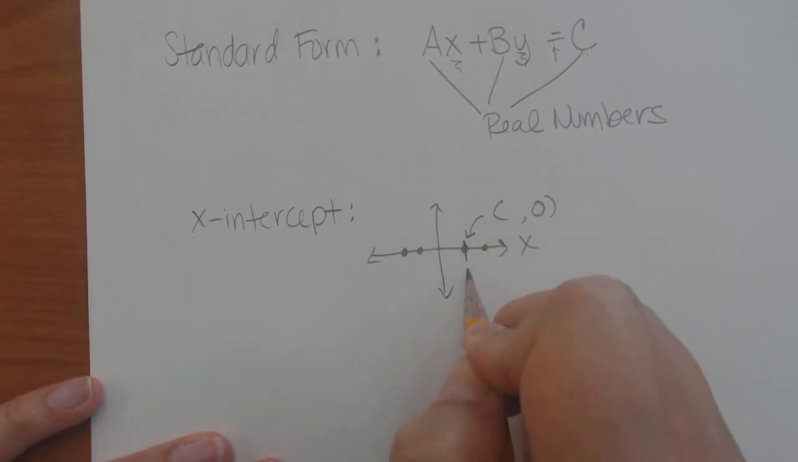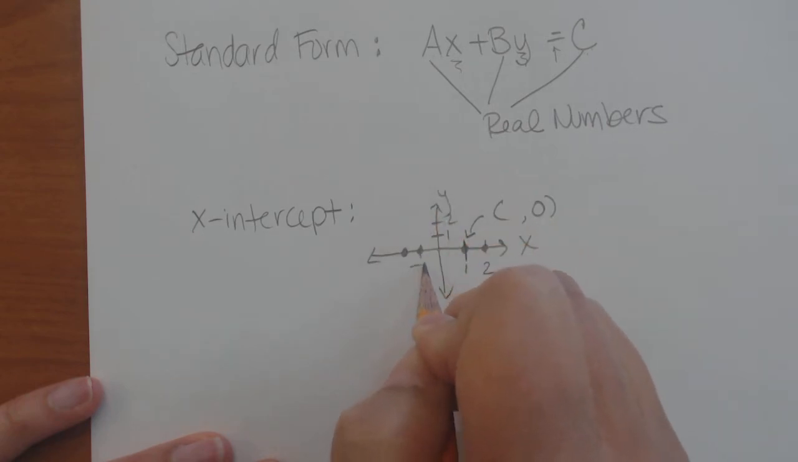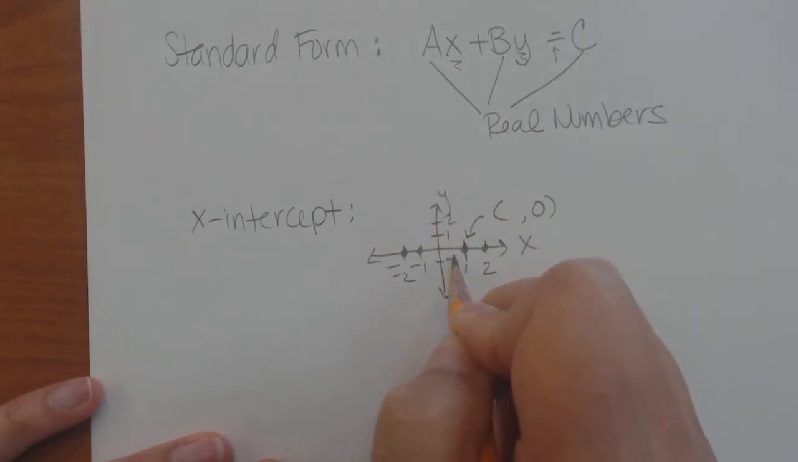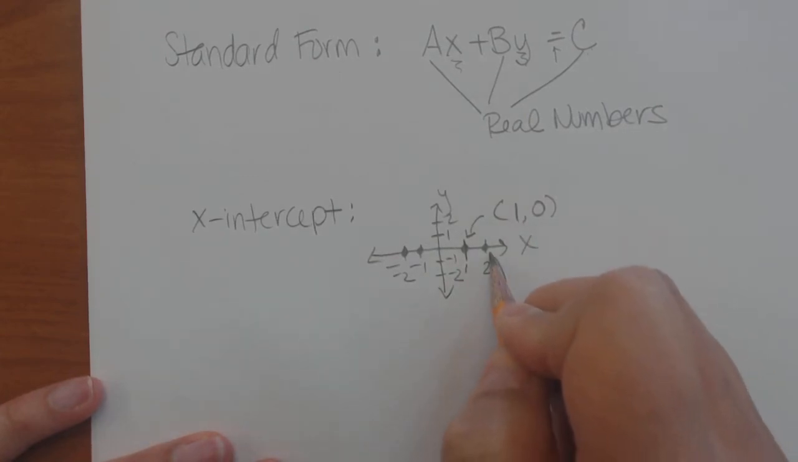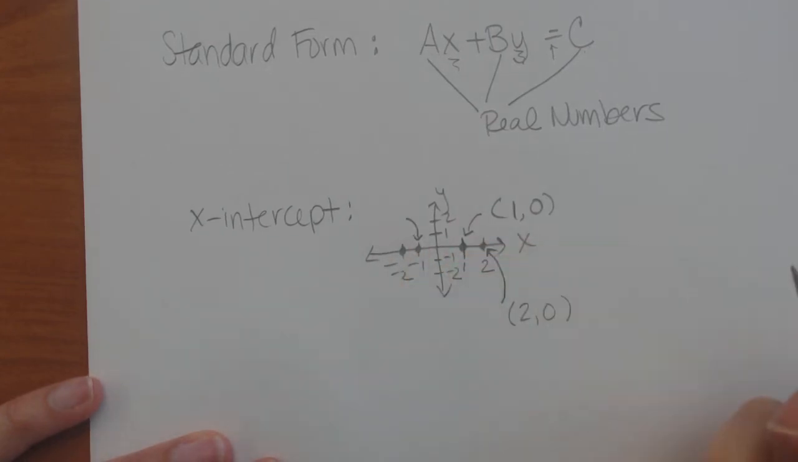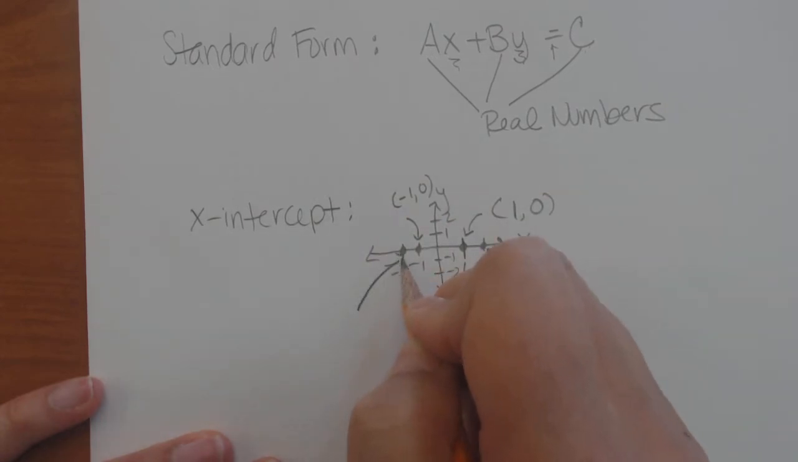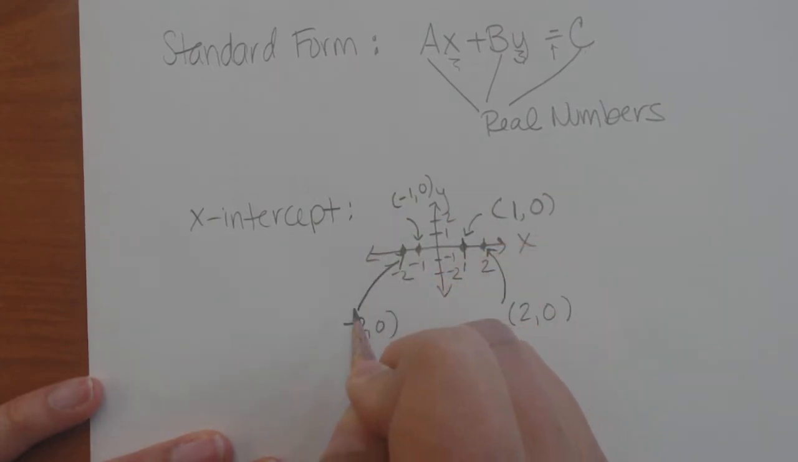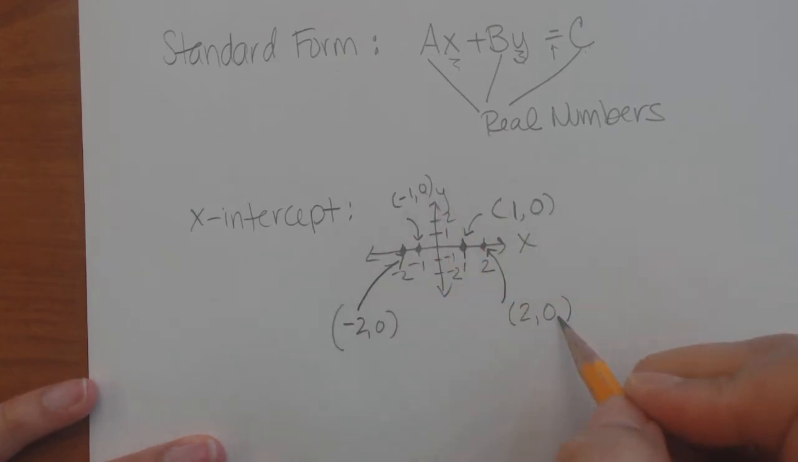Let's put some numbers on here: 1, 2, and 1, 2 for the y, -1, -2, and -1, -2. So this would be (1, 0). This point right here would be (2, 0). This point right here would be (-1, 0). This point right here would be (-2, 0). And I want you to see what they have in common. Each point has 0 for a y coordinate.